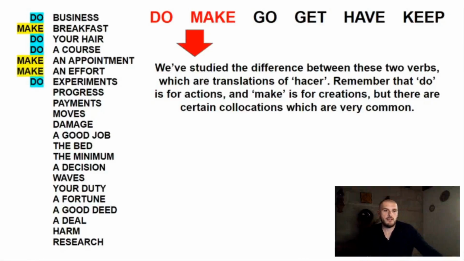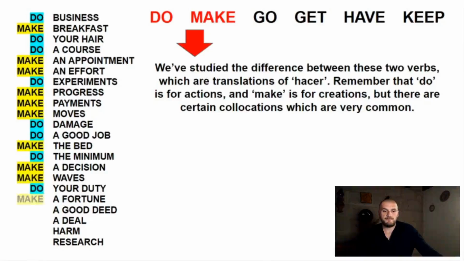3, 2, 1. We make progress. We make payments. We make moves. We do damage. We do a good job. We make the bed. We do the minimum. We make a decision. We make waves. We do our duty. We make a fortune. We do a good deed. We make a deal. We do harm, and we do research.